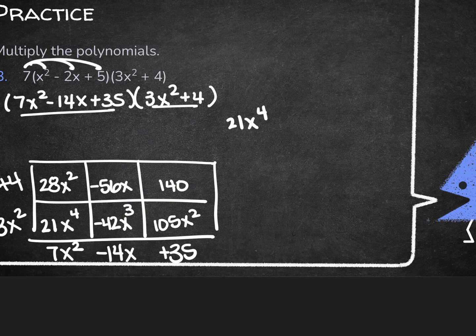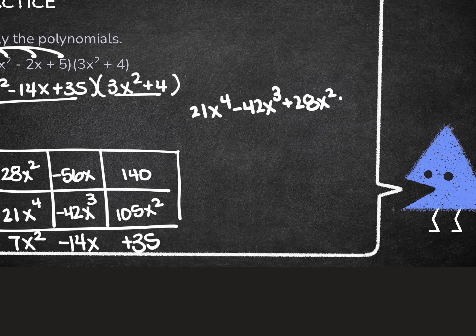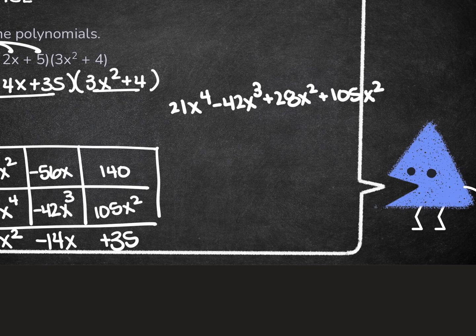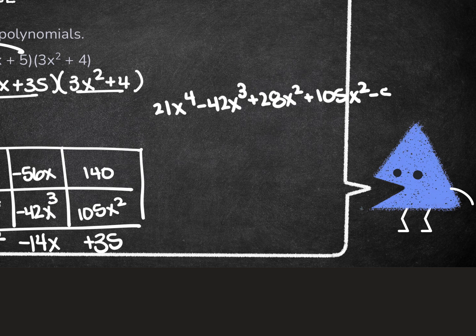Next highest power is the x to the third. So I'm going to have that negative 42x to the third. Then I have my x squared. So I have a positive 28x squared and a positive 105x squared. Then I have a negative 56x and a positive 140.